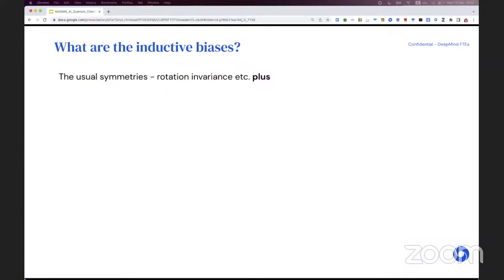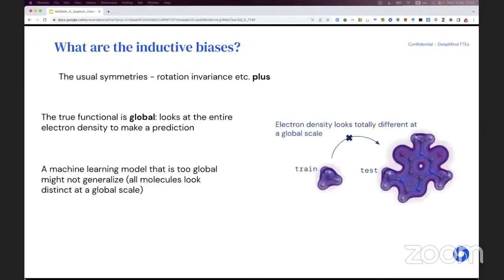So if we go back to the inductive biases, since this is a physics problem, we have a set of expected inductive biases, like we need to respect the usual symmetries, rotational symmetry and translational symmetry, which we do. But there's another one that we think is more important and it's been harder for us to capture, and it's the fact that the true universal functional is global. And by global, I mean that when it has to predict the energy of the molecule, it looks at the entire density of the molecule, which is what I'm showing here.